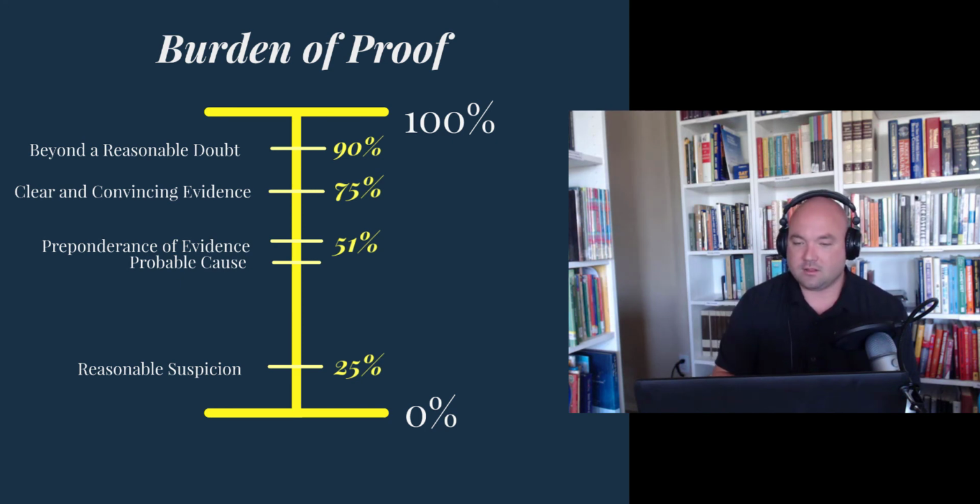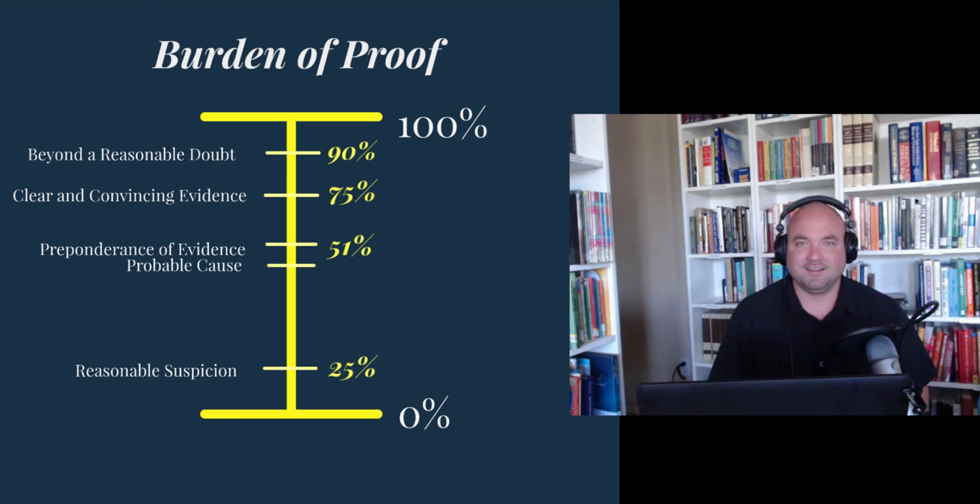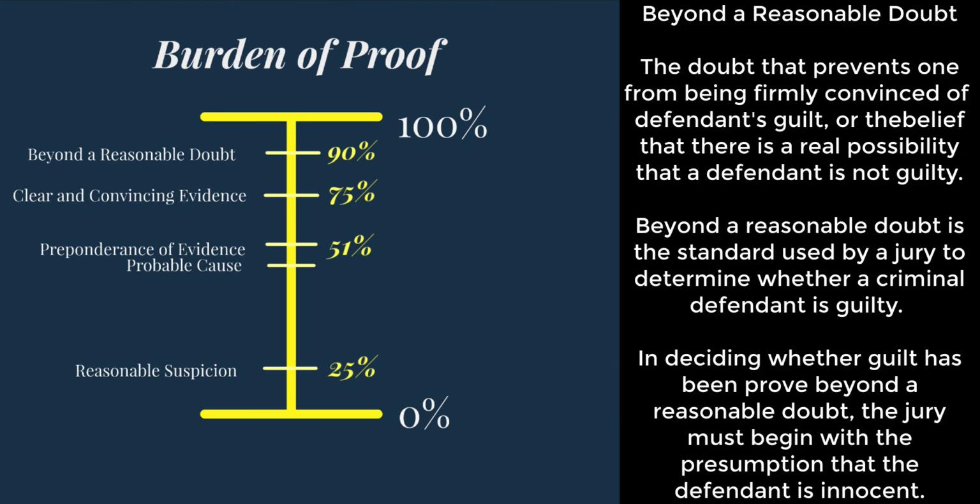Now, Black's Law Dictionary, once again, sorry, my phone went off. So Black's Law Dictionary defines beyond a reasonable doubt, and yes, that was a theme song from Robin Hood, as this: the doubt that prevents one from being firmly convinced of a defendant's guilt, or the belief that there is a real possibility that a defendant is not guilty. Beyond a reasonable doubt is the standard used by a judge to determine whether a criminal defendant is guilty.